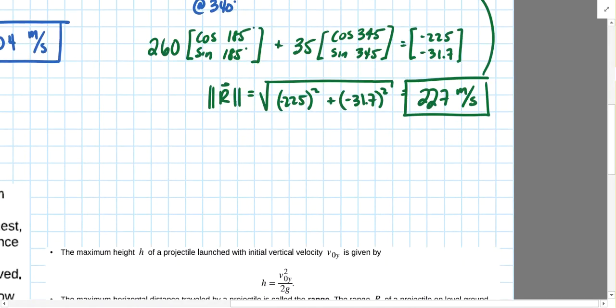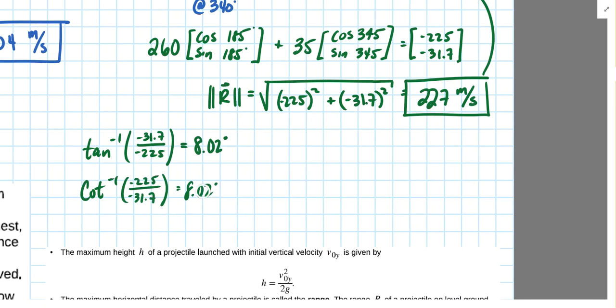And again, just for practice's sake, let's go ahead and compute the angle measure. Now, tangent inverse of — and we always use the vertical component over the horizontal component in tangent — so we want negative 31.7 over negative 225. And the calculator is going to immediately turn this into two positives, and it's saying that the angle measure is 8.02 degrees. If we use cotangent, the calculator also gives us 8.02 degrees.